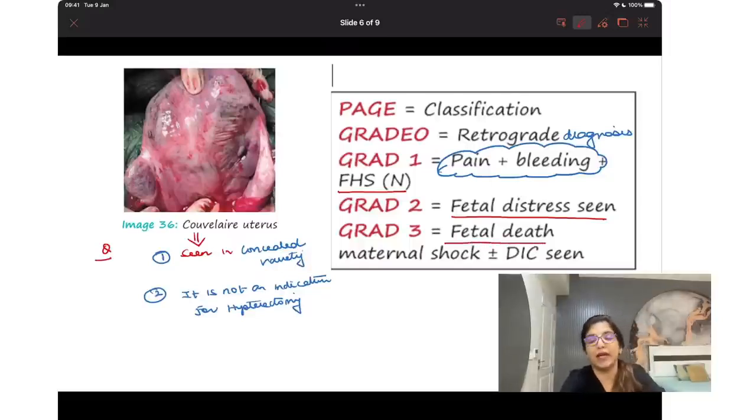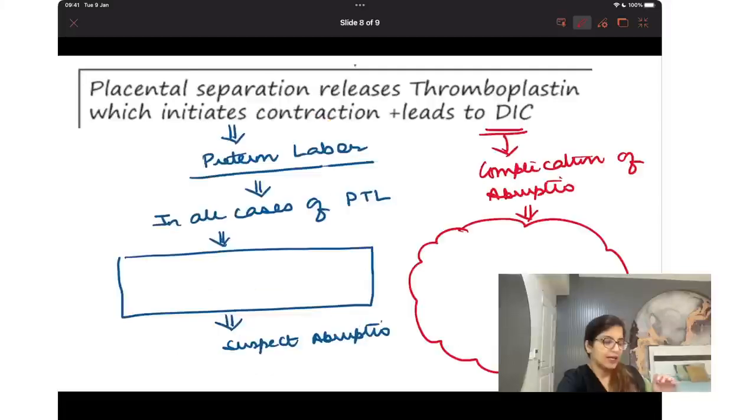So along with bleeding and pain, if fetal heart sounds are normal, that means it is grade 1 abruptio. If there is fetal distress, it means grade 2 abruptio, and if there is fetal death, then it is grade 3 abruptio. So Page classification says grade 0 means retrograde diagnosis; bleeding and pain are present in grades 1, 2 and 3. Grade 1 means fetal heart sounds normal, grade 2 means fetal distress seen, grade 3 means fetal death occurs. Clear? Okay.